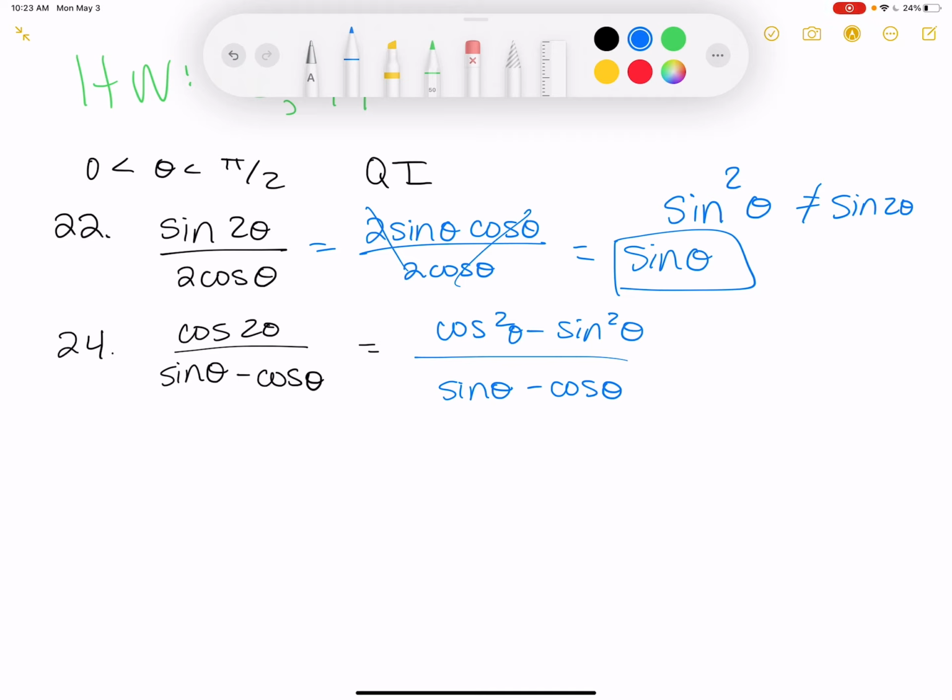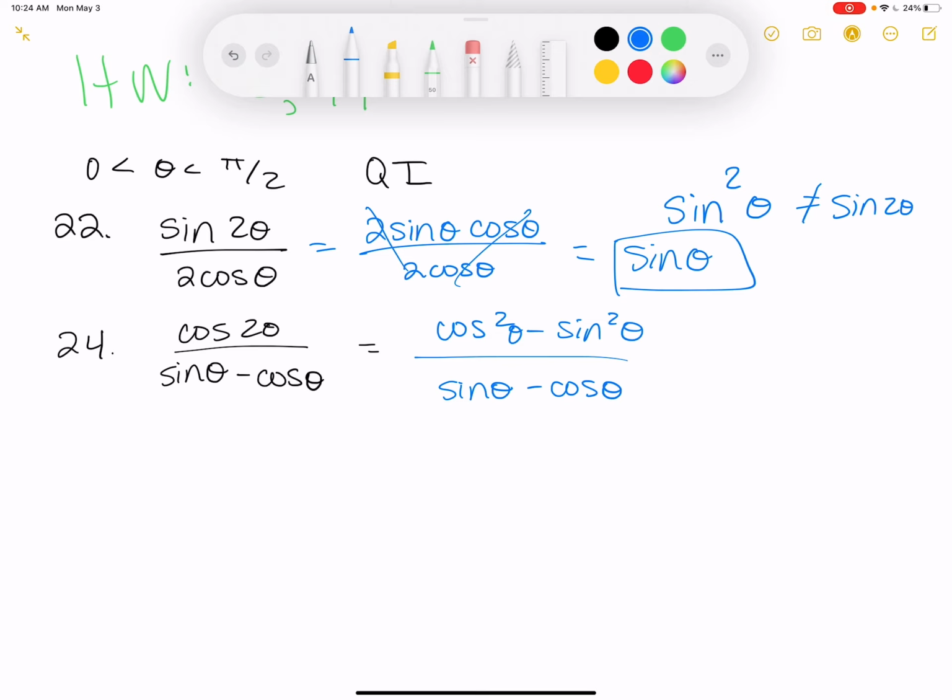Wouldn't the sine and the cosine on the bottom go away, and then you're left with just cosine theta minus sine theta? Nope. You cannot do that, because they're being subtracted, not added. Do you see the conjugate? What does the top kind of look like? Something that we did back in chapter 4. The Pythagorean theorem. Cosine squared plus sine.